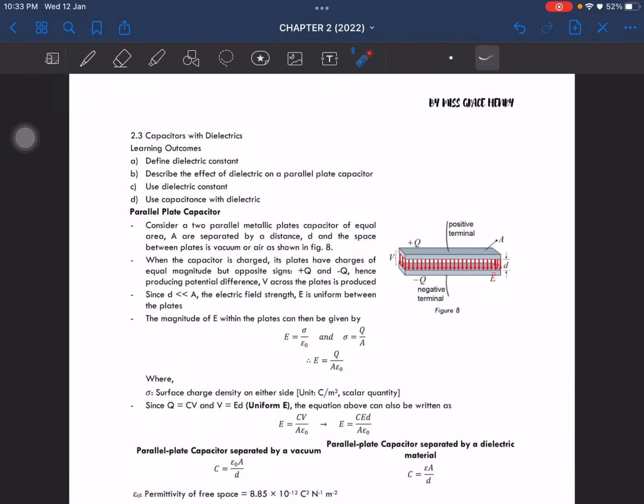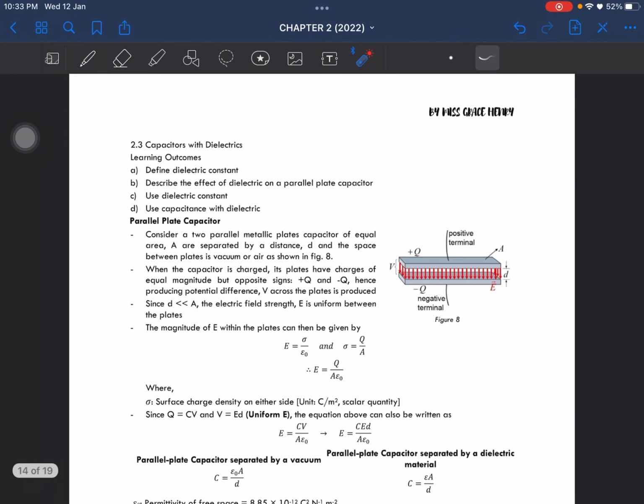Okay, let's go on to subtopic 2.3, which is on capacitors with dielectrics. In this subtopic, you should be able to define dielectric constant, describe the effect of a dielectric on a parallel plate capacitor, use dielectric constant, and lastly, use capacitance with a dielectric.